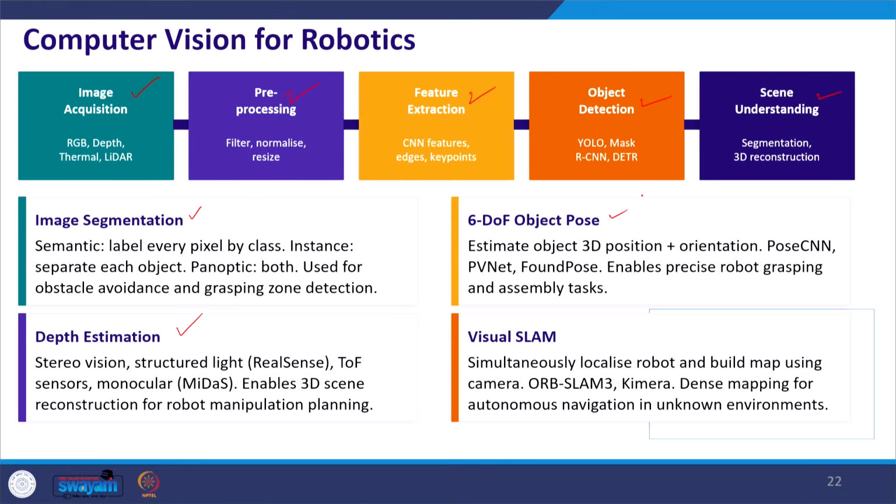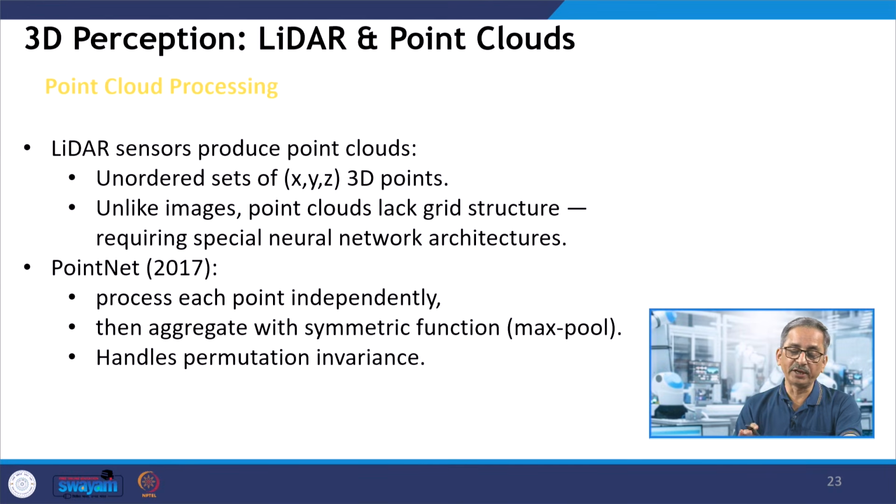Okay. We could have the 6 degree of freedom object pose estimation, as well as we can have the visual SLAM, that is the simultaneous localization and mapping. Then we could also have the 3D perception through LiDAR and the point cloud. So, LiDAR sensor produces point cloud, which is nothing but its XYZ coordinates, okay. That is an unordered set of XYZ coordinates of the 3D points, okay.